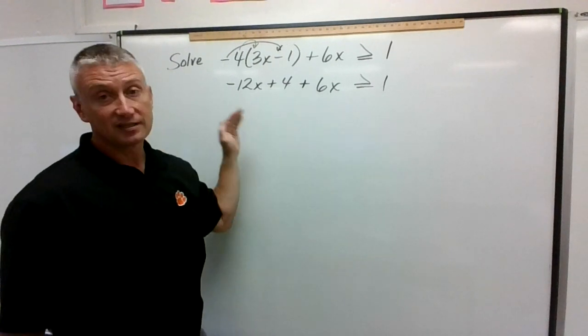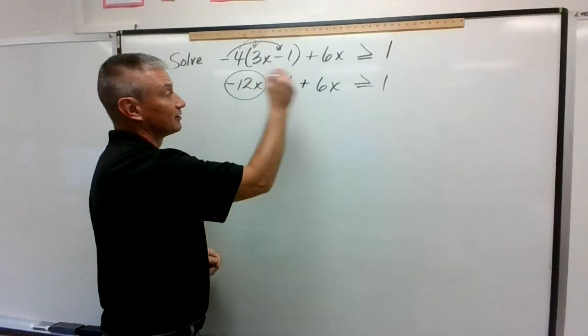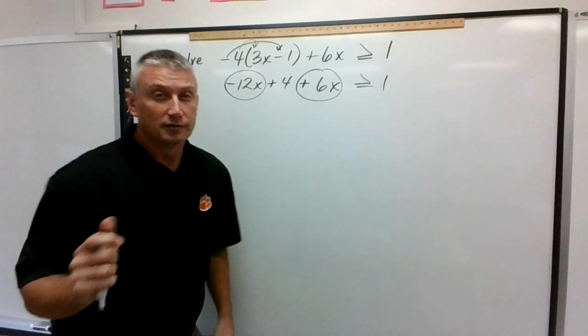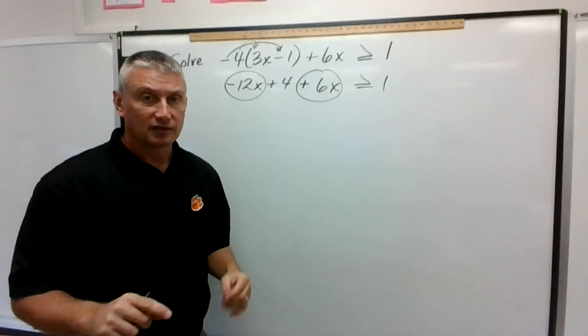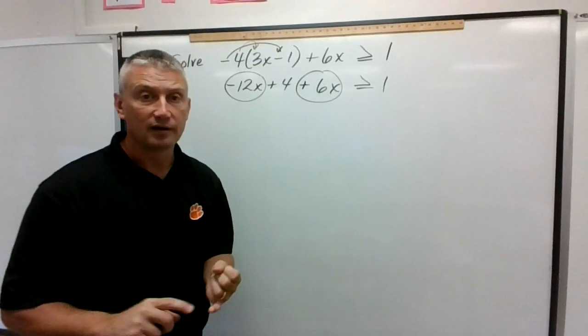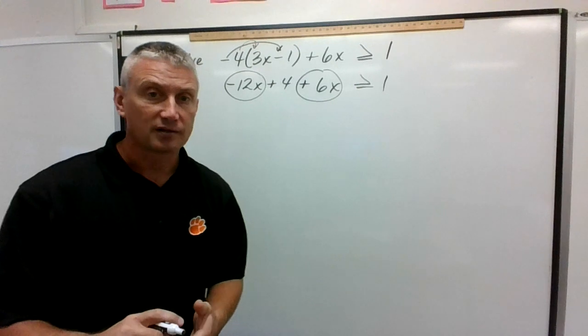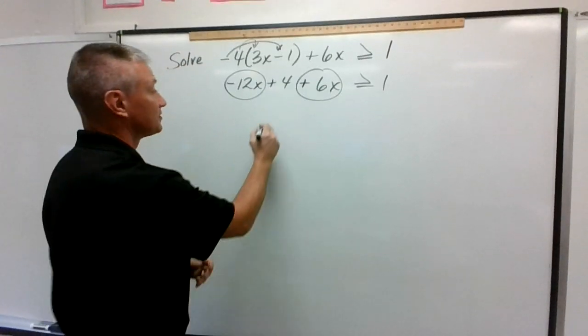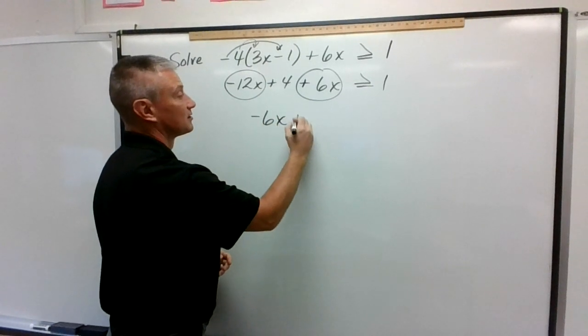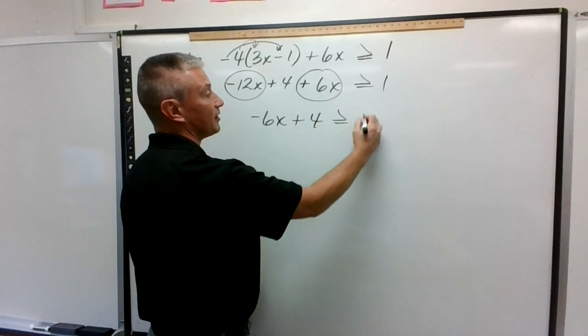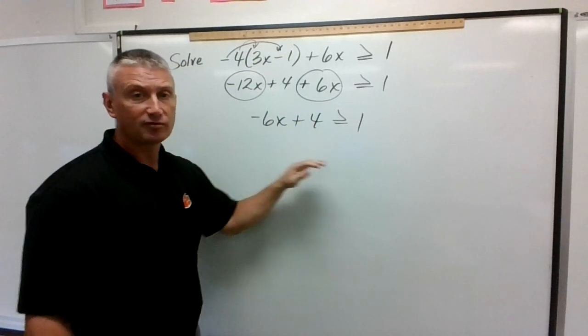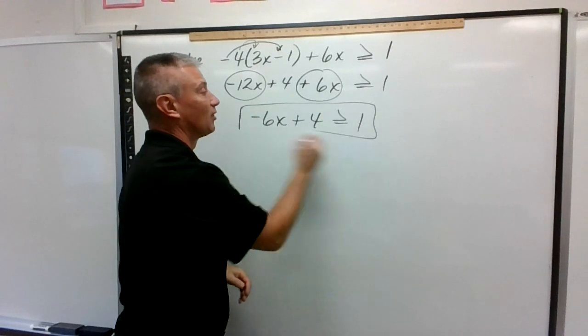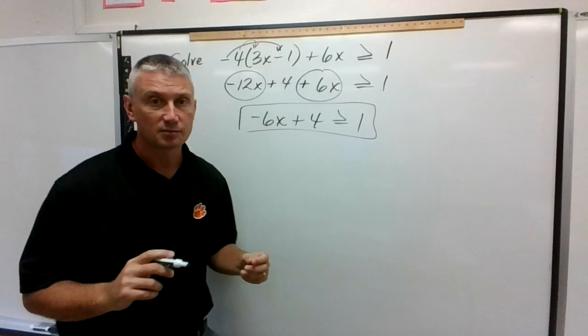Over here, we're still not simplified because we can combine like terms. Our two like terms are negative 12 and positive 6. So if we have 12 negatives and 6 positives, that means that when they battle, we'll end up with 6 negatives. So this will be negative 6x plus 4 is greater than or equal to 1. So now both sides are simplified. I always put a box around this so you know you simplified the expressions.